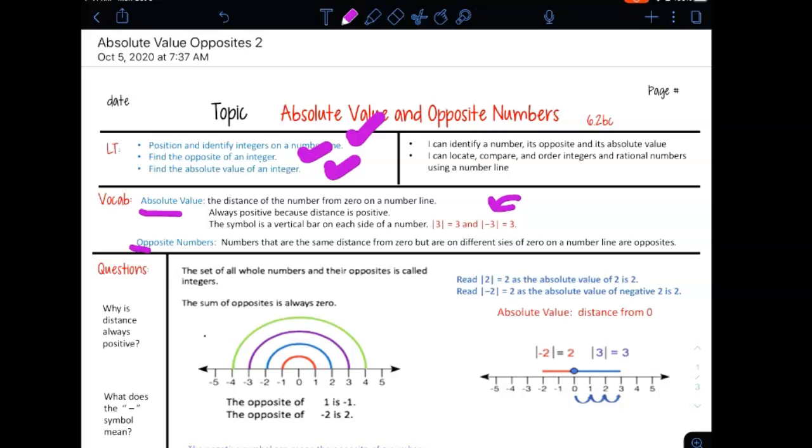And opposite numbers are numbers that are the same distance from 0, but they're on different sides of 0 on the number line. Those are called opposites.